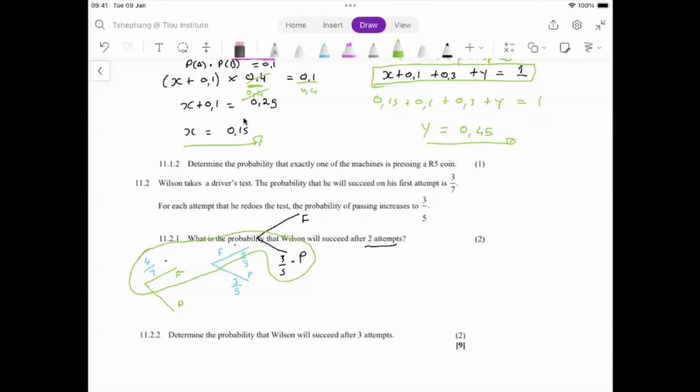Hope we're all together here. So after 2 attempts, not on the second attempt. So he does this, he fails. He does this, he fails. Then after these 2, he then passes. The terminology is very important there. The English is very important. So on the third attempt. That's what they're trying to say.